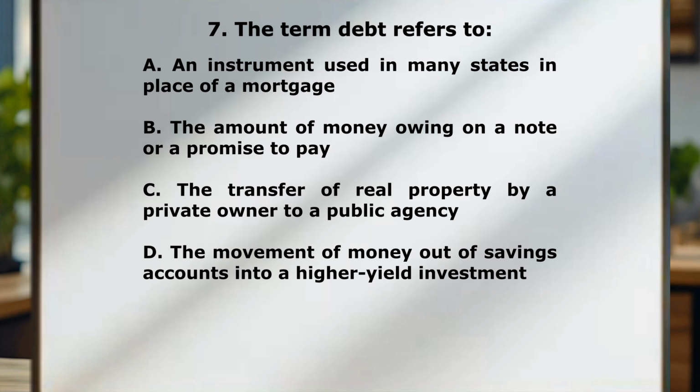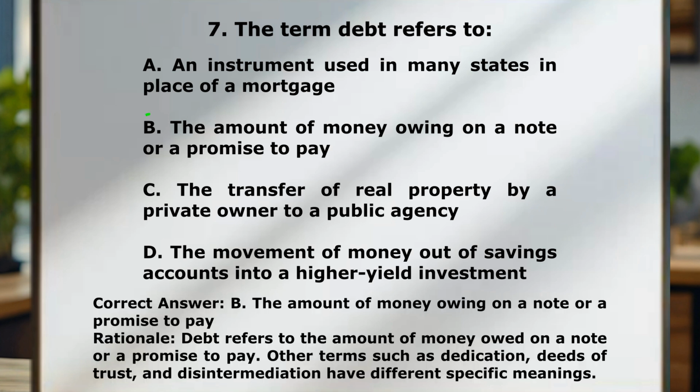C, the transfer of real property by a private owner to a public agency. D, the movement of money out of savings into a higher yield investment. And the correct answer here is B, debt refers to the amount of money owing on a note or a promise to pay. So with this question, once again, if you know the definitions of certain words, you're going to be able to answer this question pretty easily.